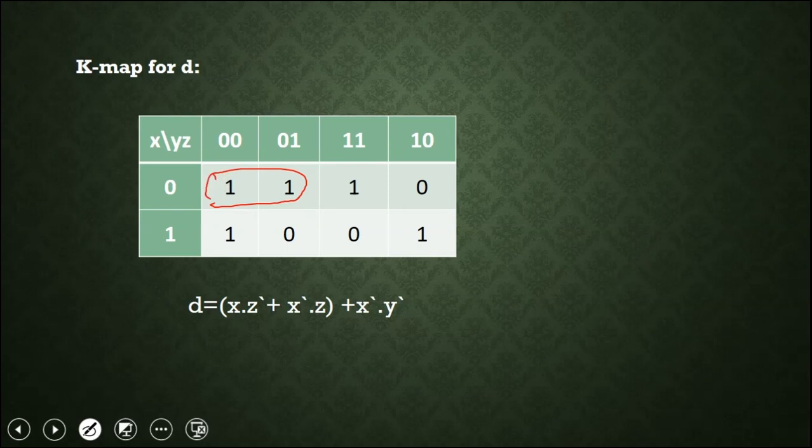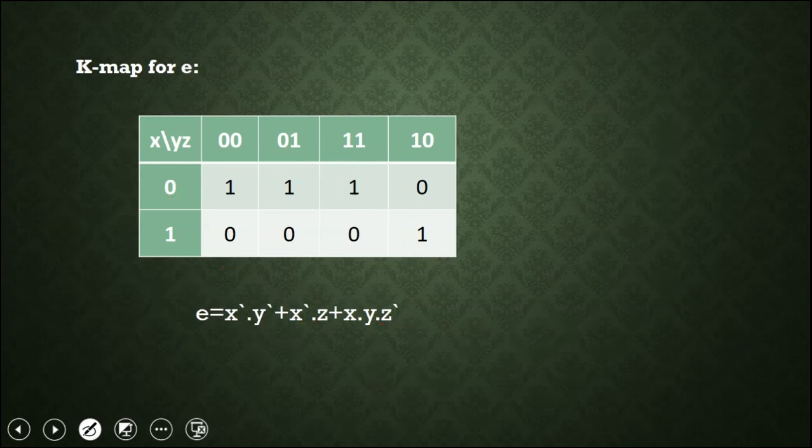Now K map for D. This will be the first group, and the changing bit in this group is Z, so the result is X complement Y complement. This will be the second group. In this group, the changing bit is Y, so the result is X complement Z. Now this is the last group for the K map of D, where the changing bit is Y, so the result is XZ complement. Now K map for E.